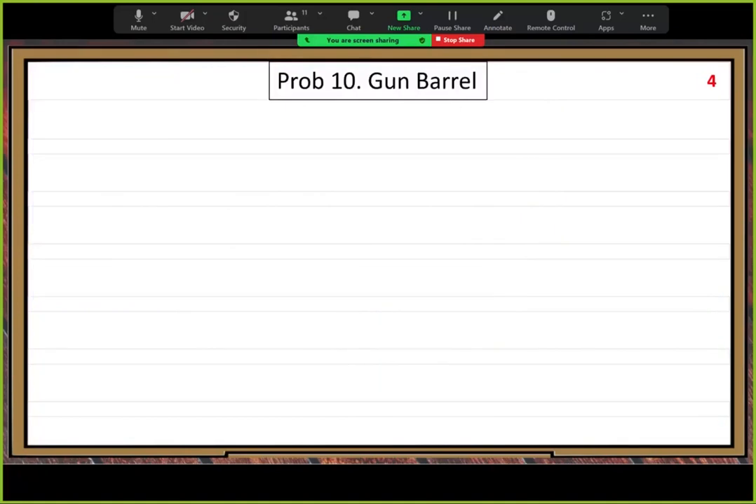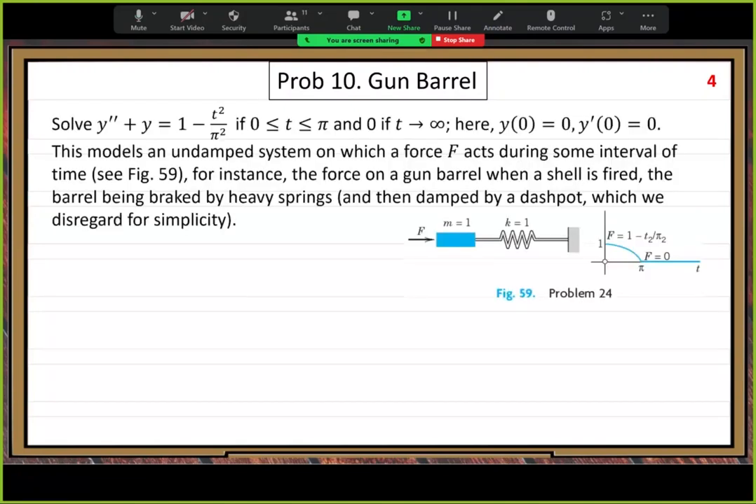Next, problem 10. This one, gun barrel. Look at this question. Here we make a model for this gun barrel. So this part, shooting the gun, there is a force from the gunpowder, a chemical force. The force is given by this function.